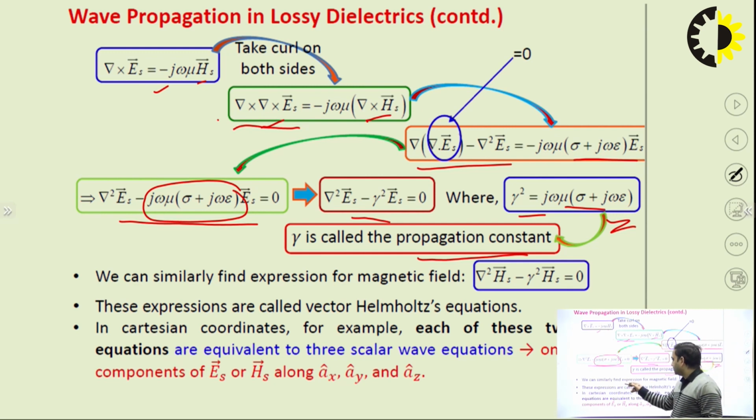Okay. So, similarly we can express the magnetic field. This is the analogy of the electric and magnetic field. The difference is that here we have started the equation from del cross E is equal to minus j omega mu Hs. This is the case when we want to find the wave equation in terms of electric field. Suppose we want to find the wave equation in terms of magnetic field. So, what will we do?